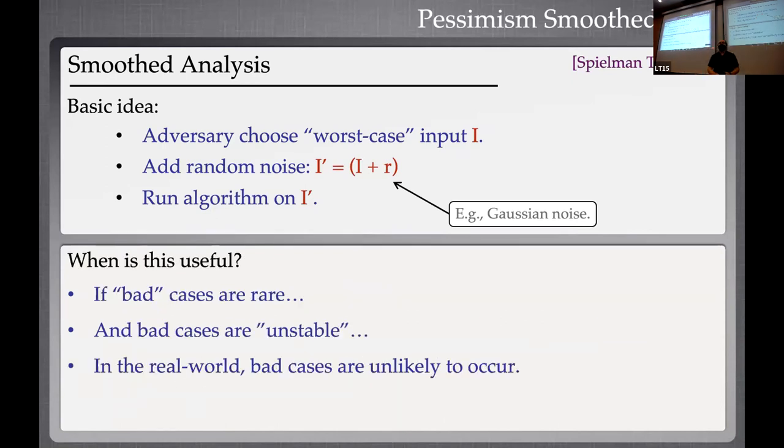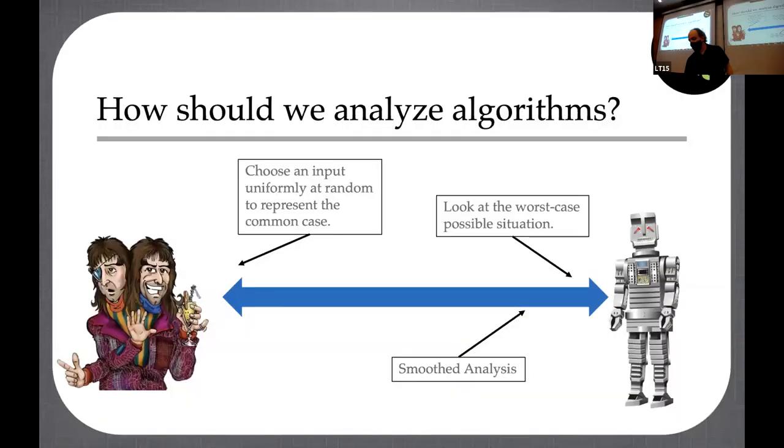Okay, when is this useful? This is useful if bad cases are rare. This is useful if the bad cases are unstable, a little bit of noise disturbs them. And it's useful if the bad cases are unlikely to occur in the real world. Okay, that's what we want to show here.